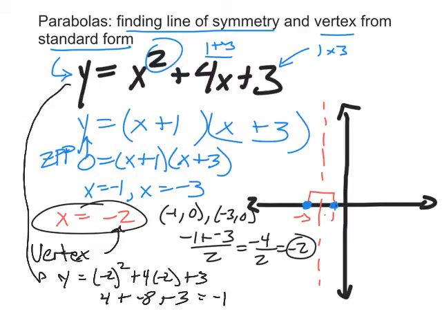So the y-coordinate of the vertex is negative 1, which, if I put them together into an ordered pair, negative 2, negative 1 is the ordered pair for the vertex, which is left 2, down 1. The vertex would be right there. And we would have a parabola that is concave up, which is consistent with our lead term having a positive coefficient.